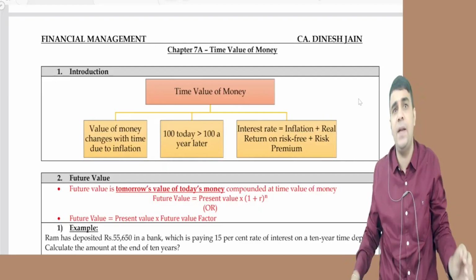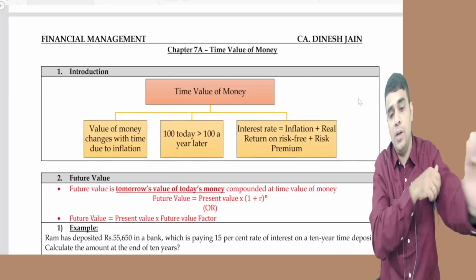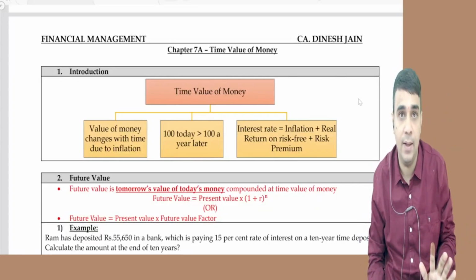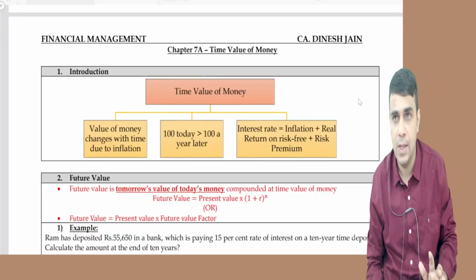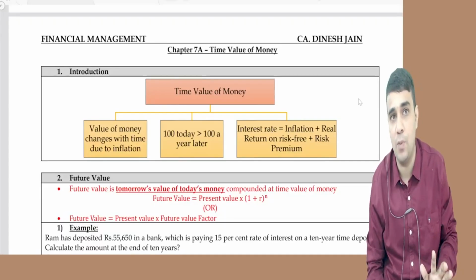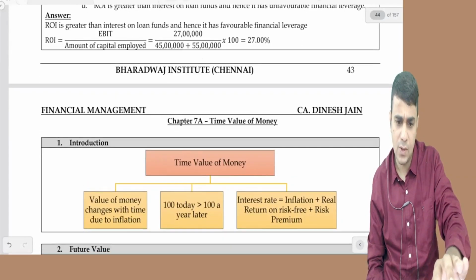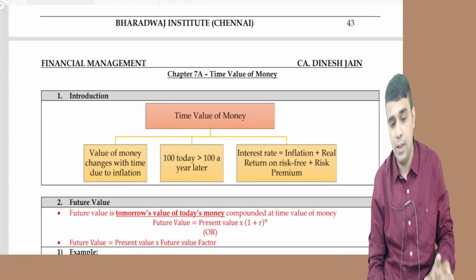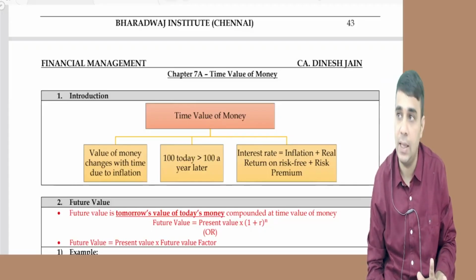First, let me spend some time on why this discussion is needed. This chapter name is called 7A. There's no chapter 7A in your study material. You don't have a chapter on time value of money, but almost all faculties start the discussion of the subject only with the time value of money. Now, what does this concept say? It says that the value of money normally changes with time.